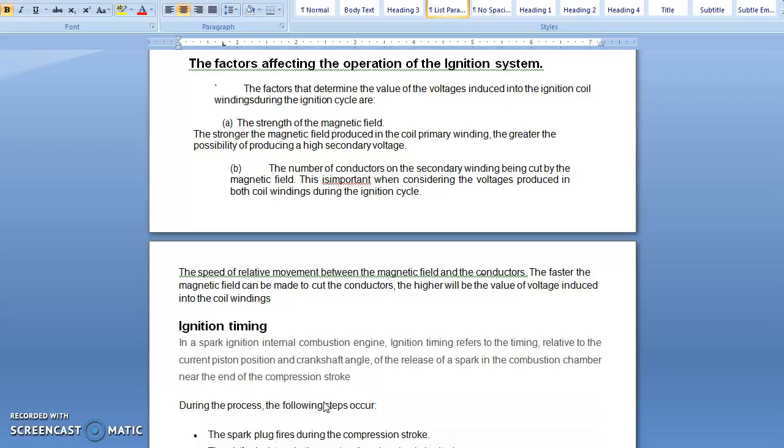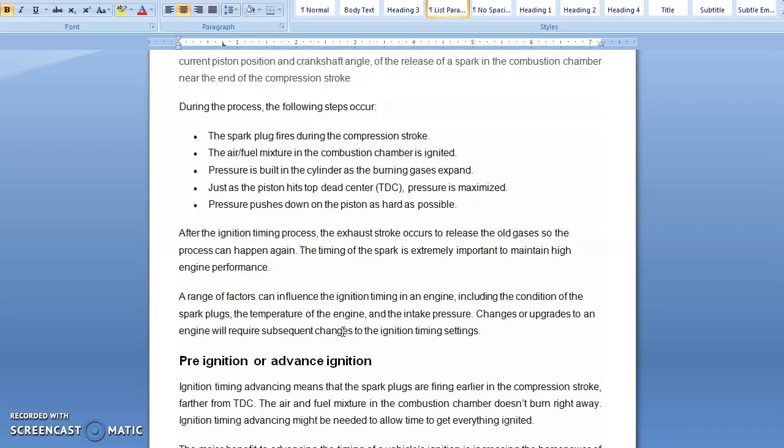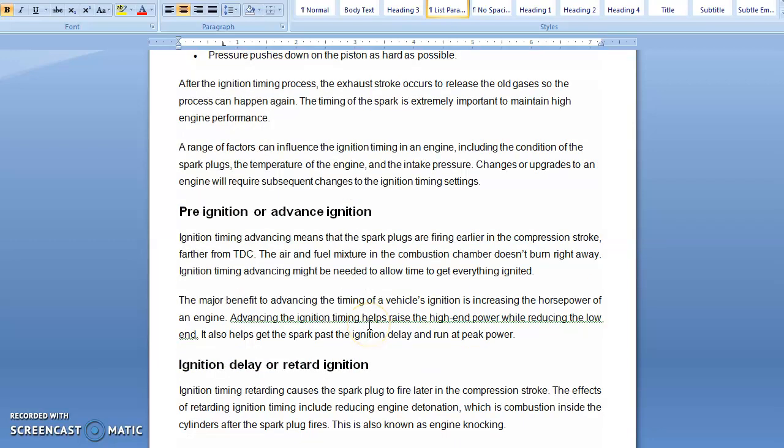If such a thing does not occur, there are two probabilities. Number one, before it reaches TDC, the spark plug might ignite the air-fuel mixture, or it has already reached TDC but still no spark is generated. Based upon these two things, we subdivide this into two types. One is pre-ignition or advanced ignition, and the other is ignition delay or retard ignition. Let us first discuss pre-ignition or advanced ignition.